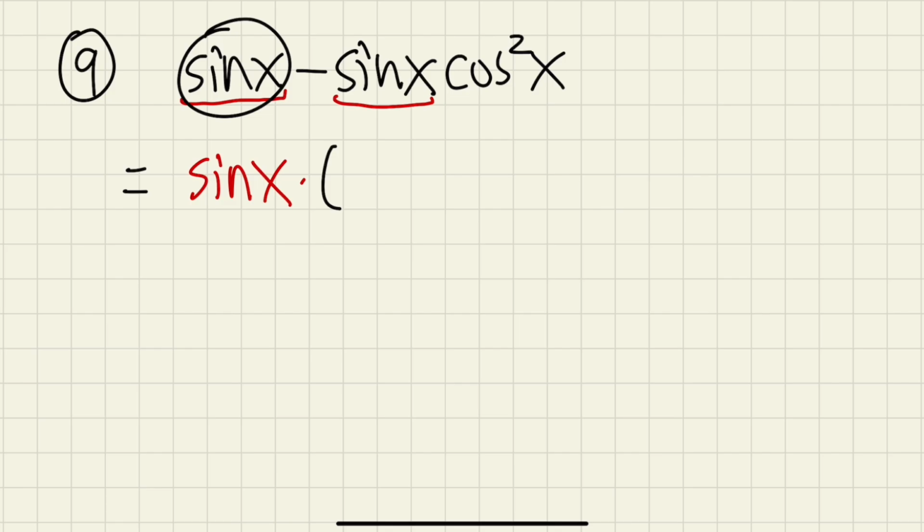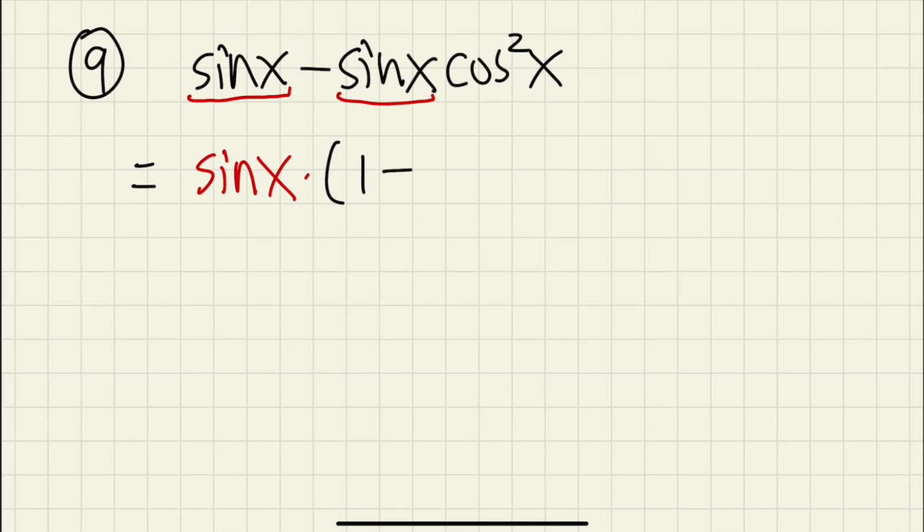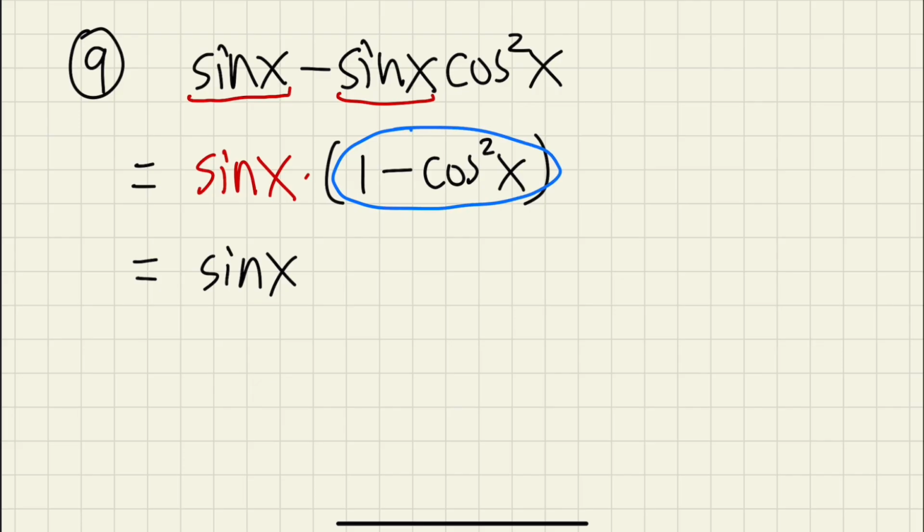So we took out the sine x, the first term will be a 1. And then minus the second term, we just have the cosine squared x left. Just like this. And you see that here we have the sine x, but notice that 1 minus cosine squared x is sine squared x. Sine x times sine squared x, the first power with the second power, add the exponents together, that will give us the third power, sine to the third power x.